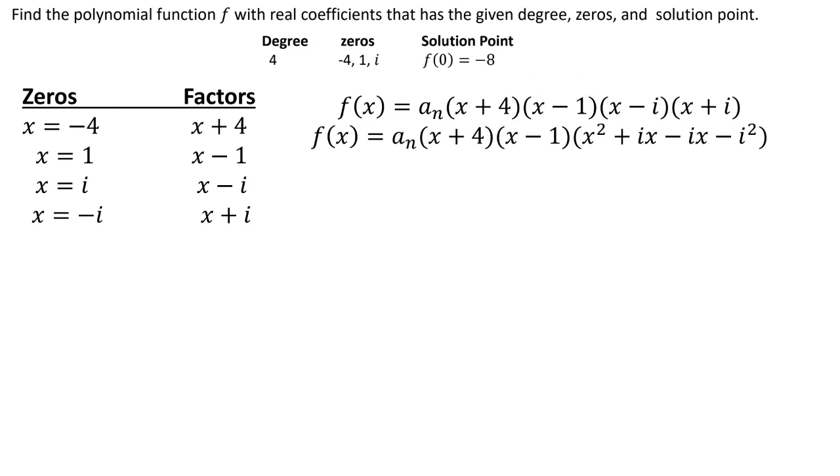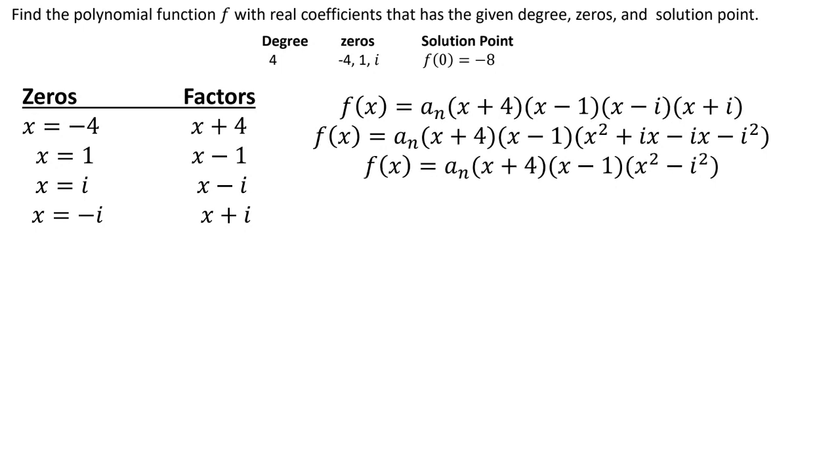Let's go ahead and start from the back here. So let's do FOIL. x times x is x squared. x times i is ix. Minus i times x is minus ix. Minus i times positive i is a negative i squared.